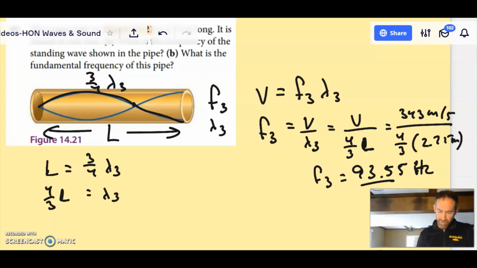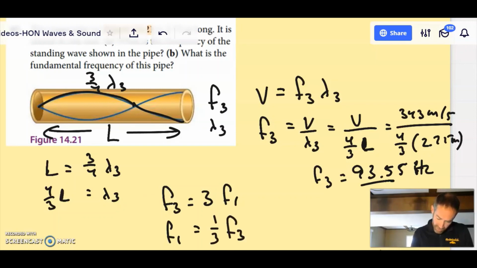And then on part B, they say, what's the fundamental frequency of the pipe? And that's really easy. We know that frequency 3 is 3 times frequency 1, so frequency 1 is a third of frequency 3, and so it's a third of the 93.55, and it's going to be 31.18 or 31.2 hertz.